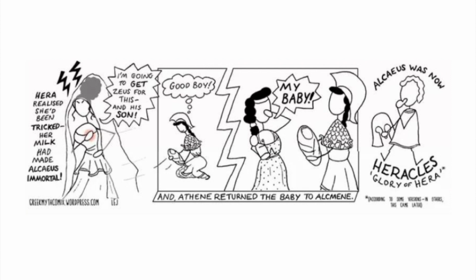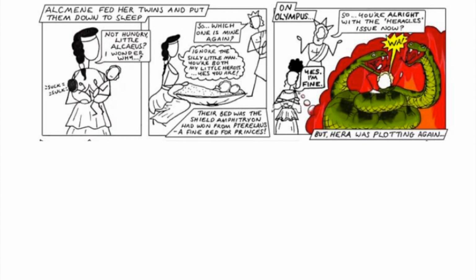Hera realised she'd been tricked. Her milk had also potentially made Alcaeus immortal in lots of versions of this story, especially as he's already half immortal, having been born with Zeus. So I'm going to get Zeus for this and his son. And Athene picks up the baby and returns the baby to Alcmene to be looked after. The gods have spoken. And thus Alcaeus is now apparently renamed Heracles, which means glory of Hera. In other versions of the story, this again comes later, or it might even just be a title given to him because of, again, what happens later.